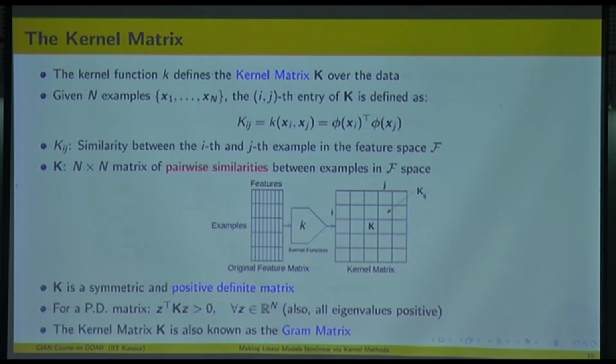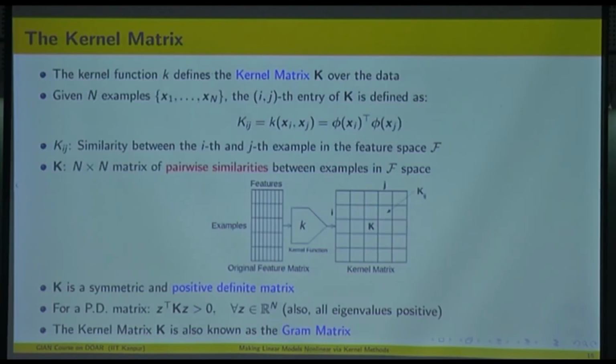Another property of a positive semi-definite or positive definite matrix is that if you look at the eigenvalues of this kernel matrix, they are all non-negative. In machine learning, the kernel matrix is also sometimes known as the Gram matrix. Okay, so that's another name. You might see Gram matrix in some places.